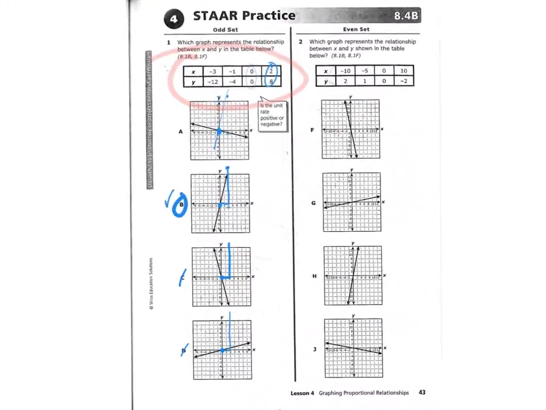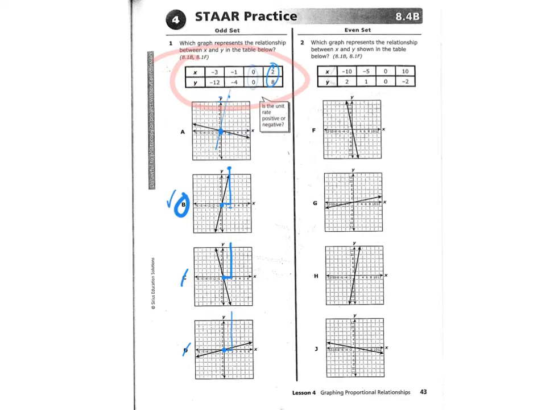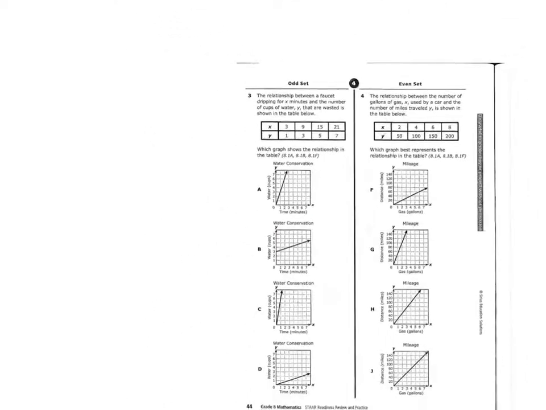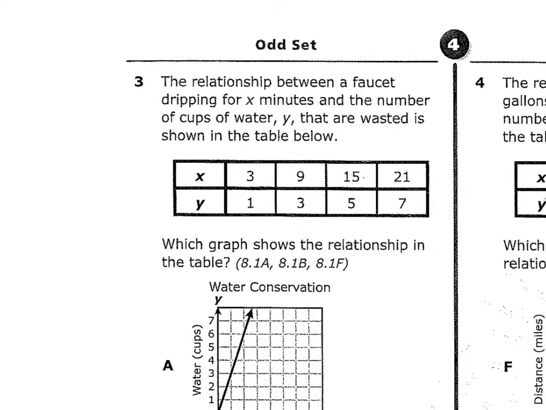Number 2 is pretty much the exact same setup, so you guys try that one on your own. On the back side, number 3 looks like it's going to be a very similar thing, just glancing at it, but let's read through it anyways. It says the relationship between a faucet dripping for X minutes and the number of cups of water Y that are wasted is shown in the table below. So X is the number of minutes, and Y is how much is wasted. Oh, cups of water. So it's the number of cups of water wasted. So I'm just going to label that cups.